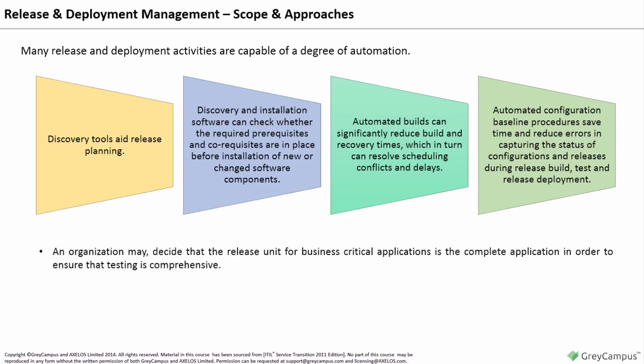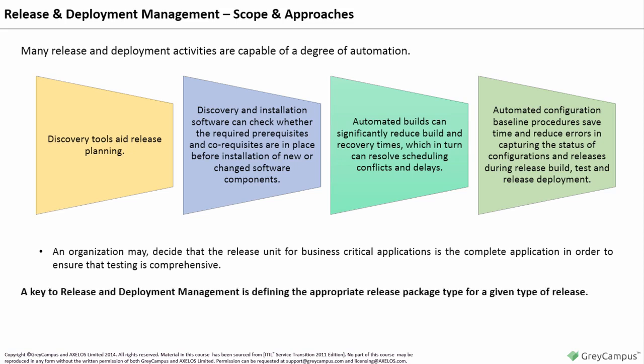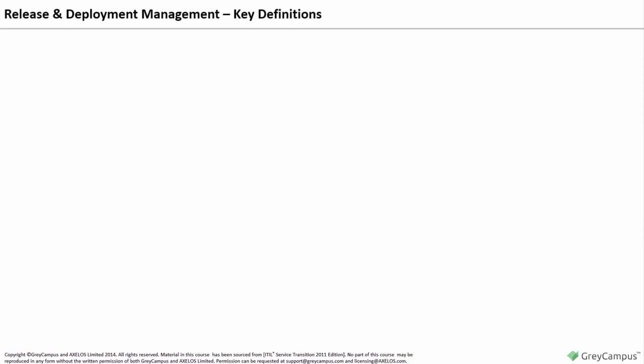An organization may decide that the release unit for business-critical applications is the complete application in order to ensure that testing is comprehensive. The same organization may decide that a more appropriate release unit for a website is at the page level. A key to release and deployment management is defining the appropriate release package type for a given type of release.